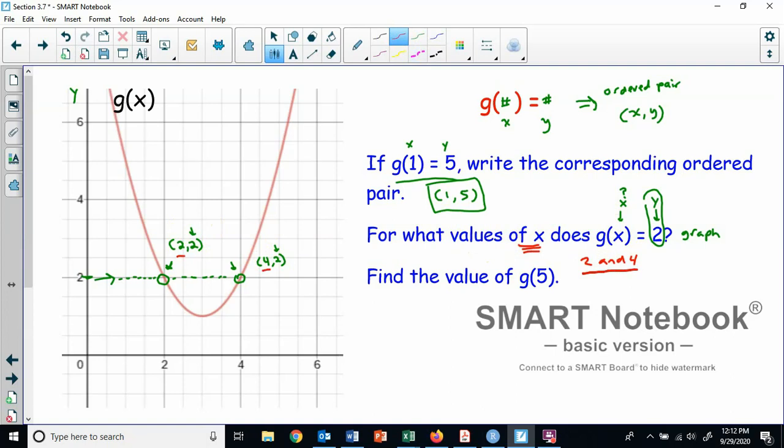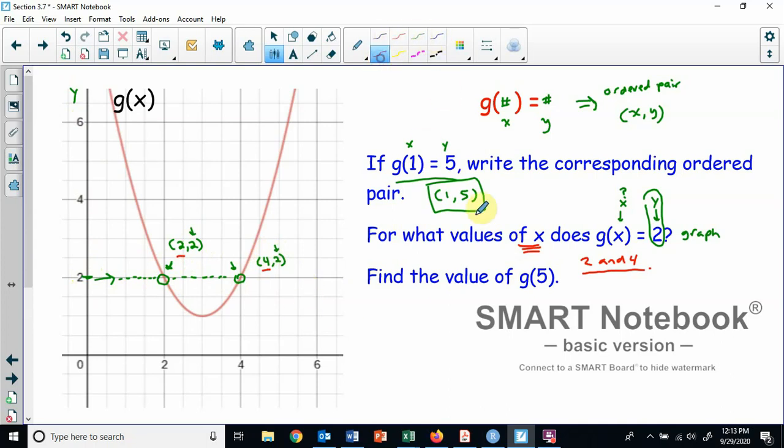So I can give you a graph and tell you the y value, say g of x equals 2. Hey, find the x values. So go to the graph, go to that y value on the y-axis, and trace it over to see if you find any points at that height of y equals 2. And I do. What are the x values? 2 and 4. Okay? So we can do the same thing, just backwards.